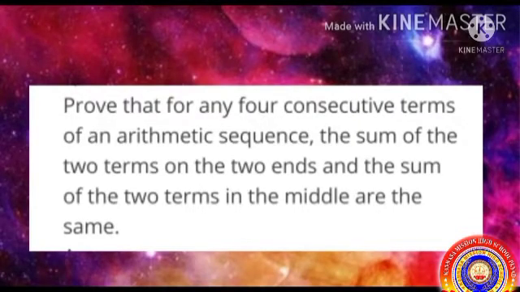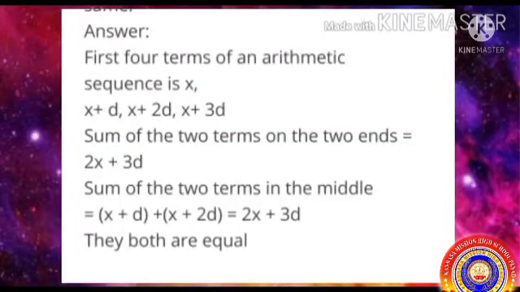Here we have to prove that the sum of the 2 terms on the ends and the sum of the 2 terms in the middle are equal. For that, consider the first 4 terms of an arithmetic sequence: x, x plus d, x plus 2d, x plus 3d.